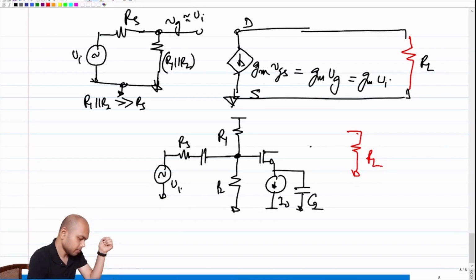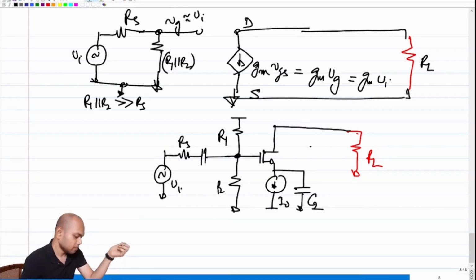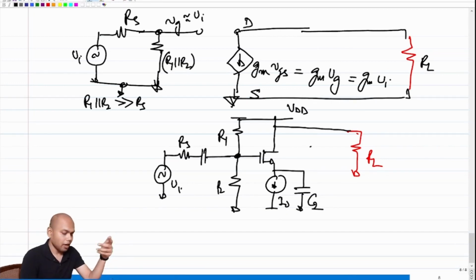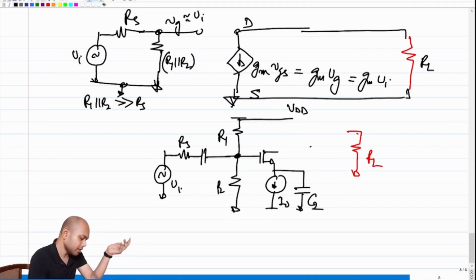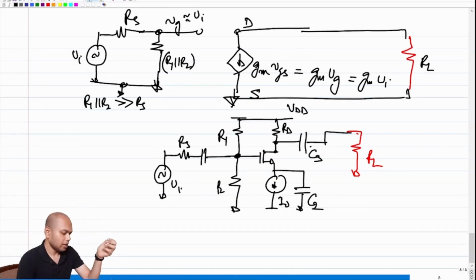Where should RL be connected? RL obviously has to be connected at the drain, correct? But what was the issue? The issue is the drain needed to be biased at VDD. Now, if the drain needs to be biased at VDD to maintain the saturation condition of the MOSFET, then we land into trouble. But we have solved this issue in the case of a common source amplifier, right? What was the solution? The solution was, don't connect it directly, connect it through a resistance RD, and then use another capacitor. Let me call this C3, and let's say this C3 is infinitely large also, like C2 is also infinitely large.